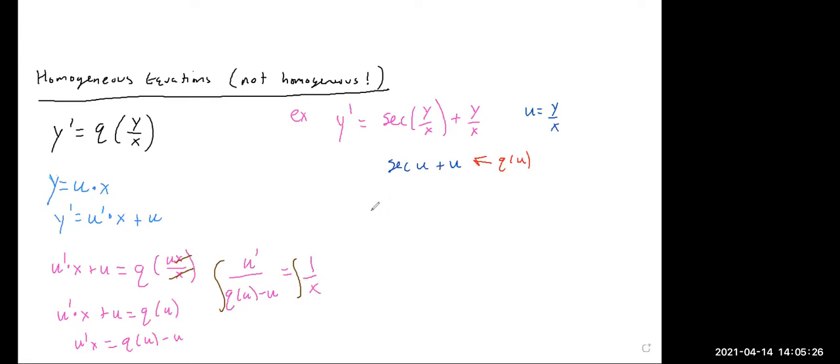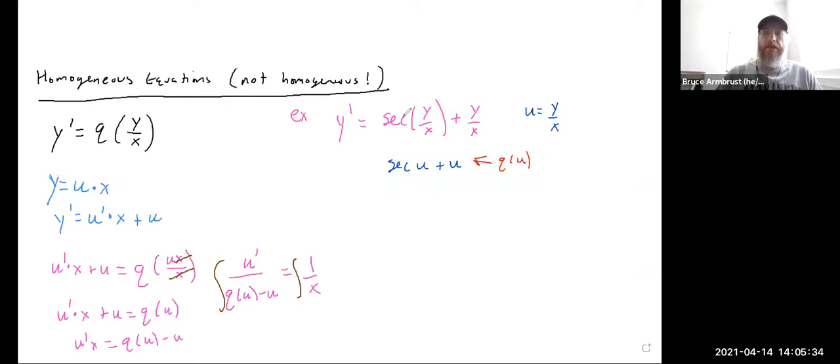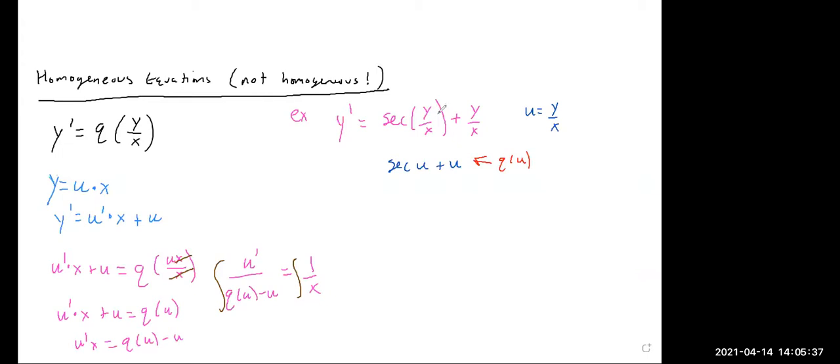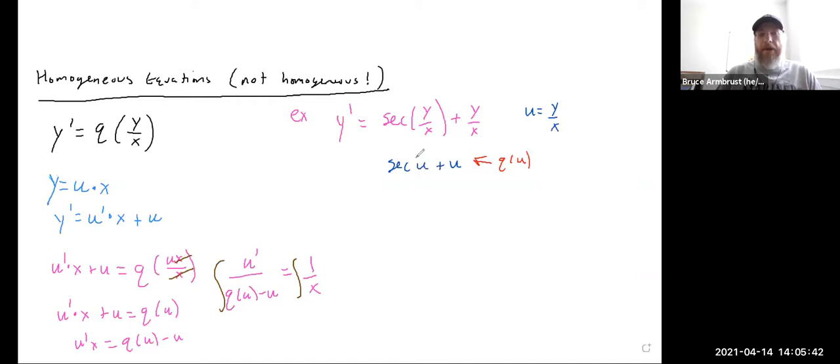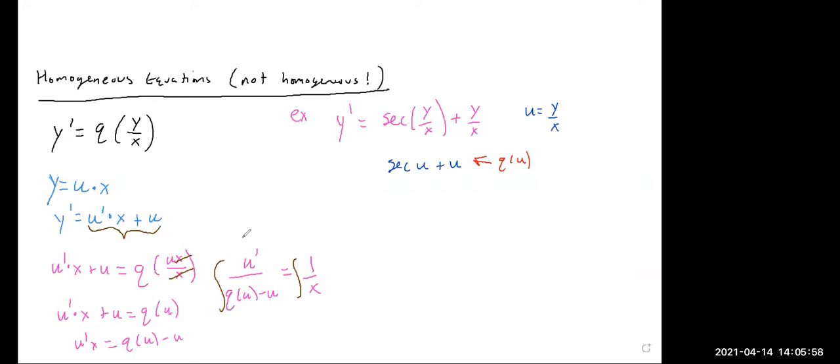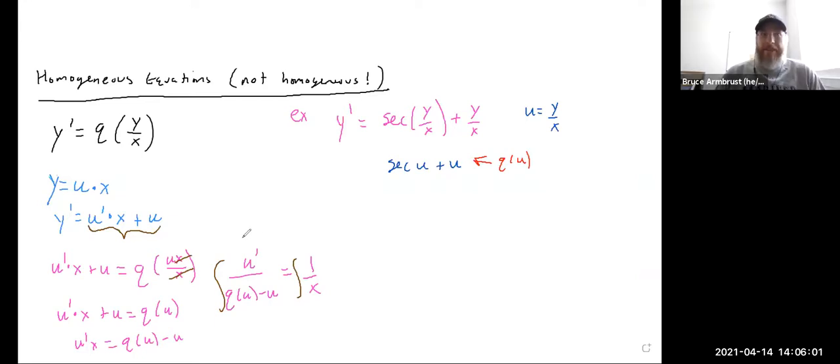I have a quick question. Yeah, go for it. Why is it the form it's in right now not good enough to just integrate? As it is right here. The secant of u plus u. That one you can integrate, but the problem is this isn't just y prime anymore. Because when we change it to the u's, remember the y prime turned into u prime x plus u? Oh, okay. And so like integrating that's not something that you do because it's not just a derivative.